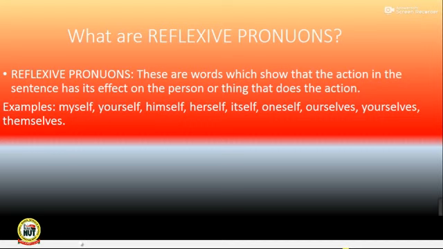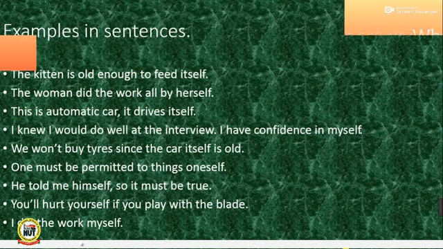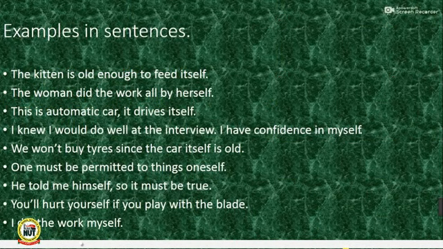Now, all these are reflexive pronouns. Examples in sentences. The kitten is old enough to feed itself. It simply means the kitten is taking the action by itself, not by someone else. The woman did the work all by herself. She didn't give it to someone else to do the work for her. She did it herself. This is an automatic car. It drives itself. Yes, the car drives itself. The car doesn't wait for mommy and daddy to drive it.